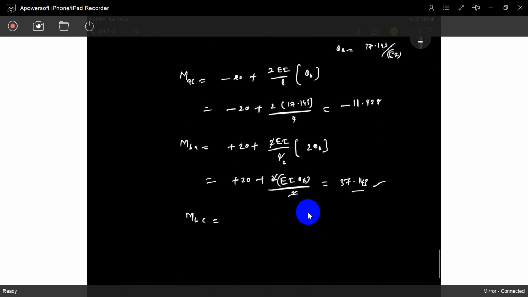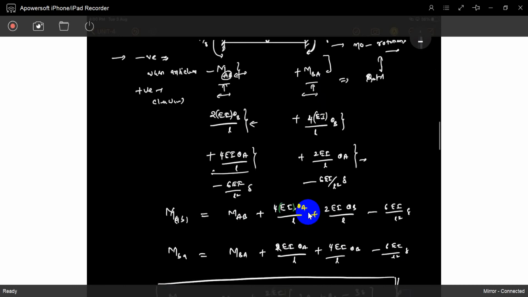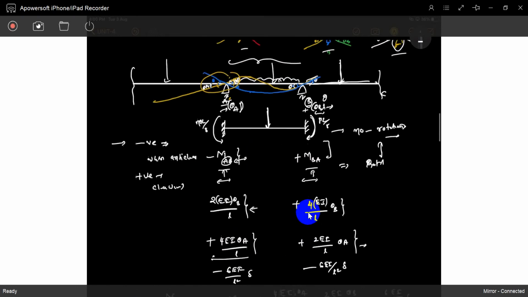So what is theta BC? Theta BC also you will get as minus 37.143. So finally, theta CB you will get as 71.429, positive. Now you see these two are the same, but one is positive and one is negative. Now you can observe the calculation.